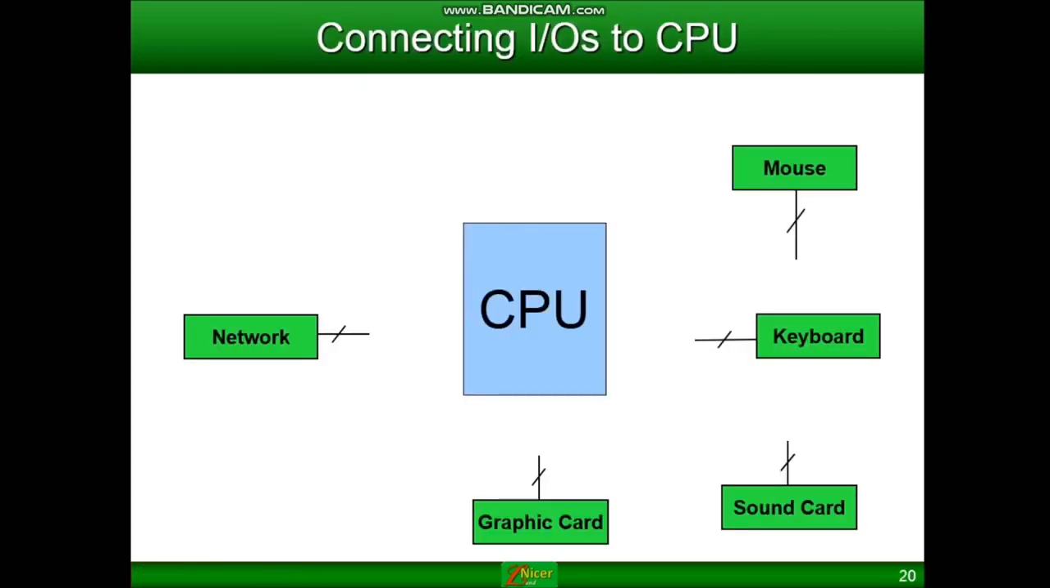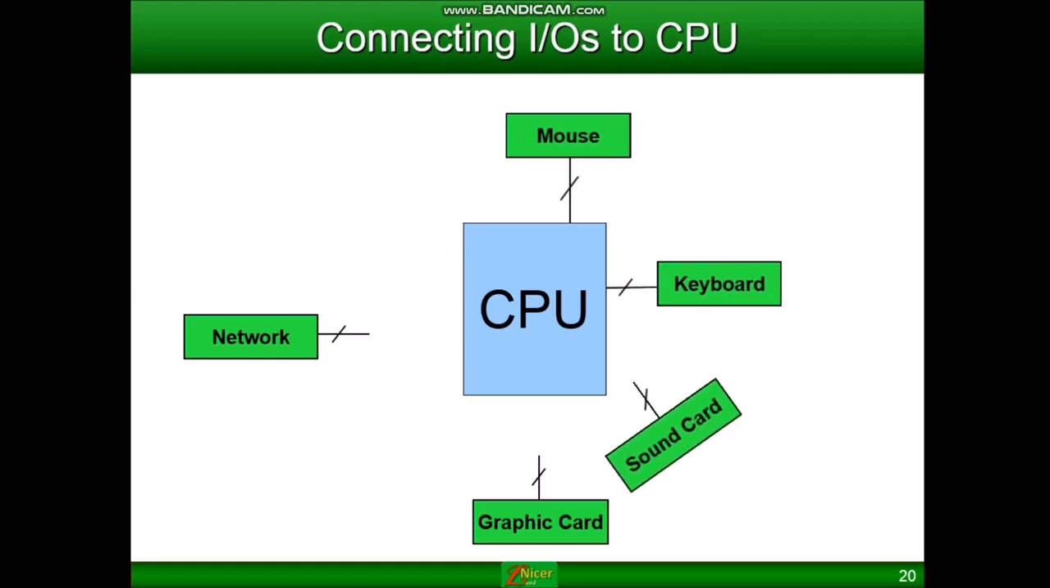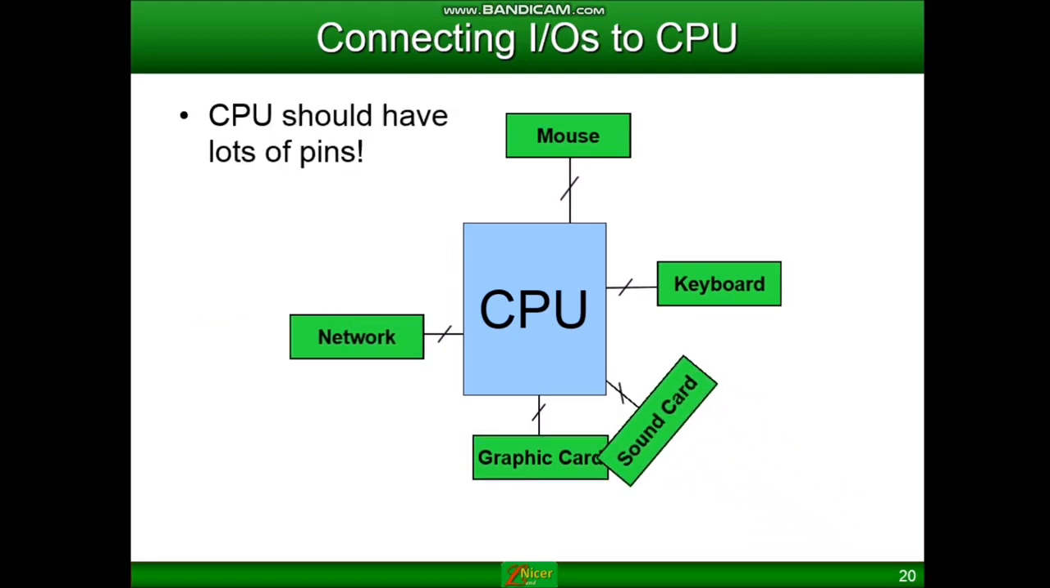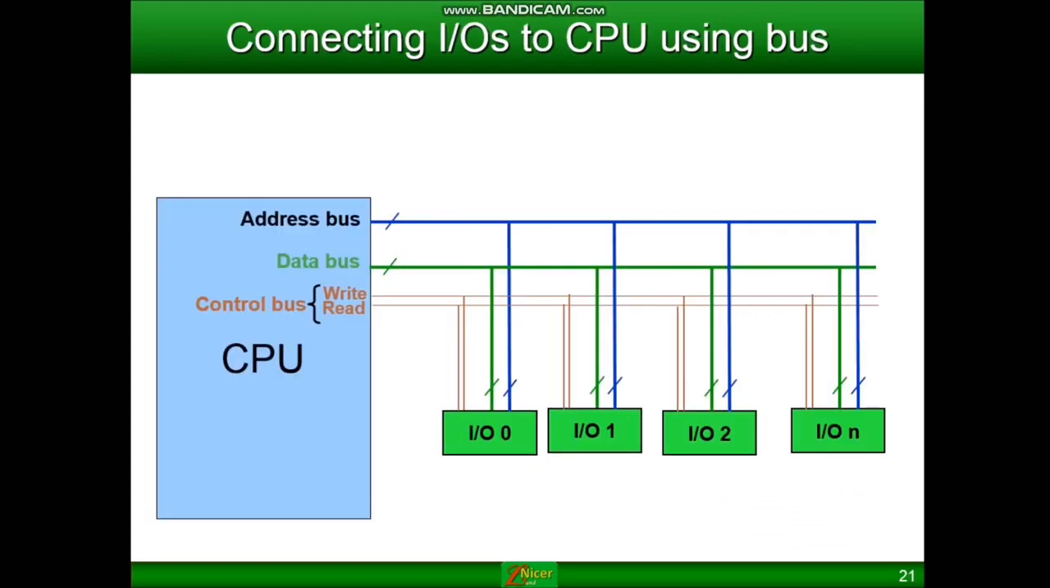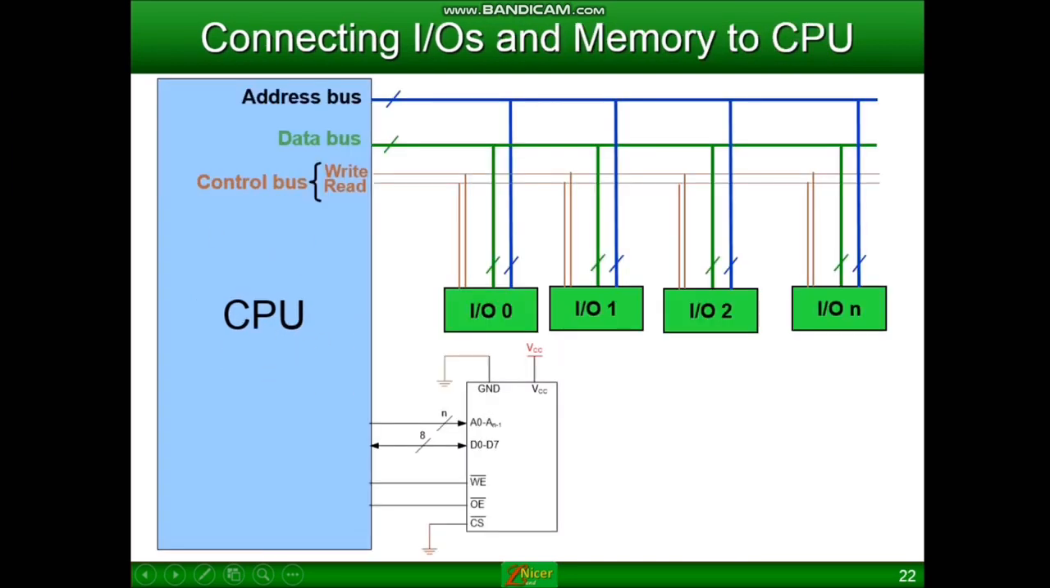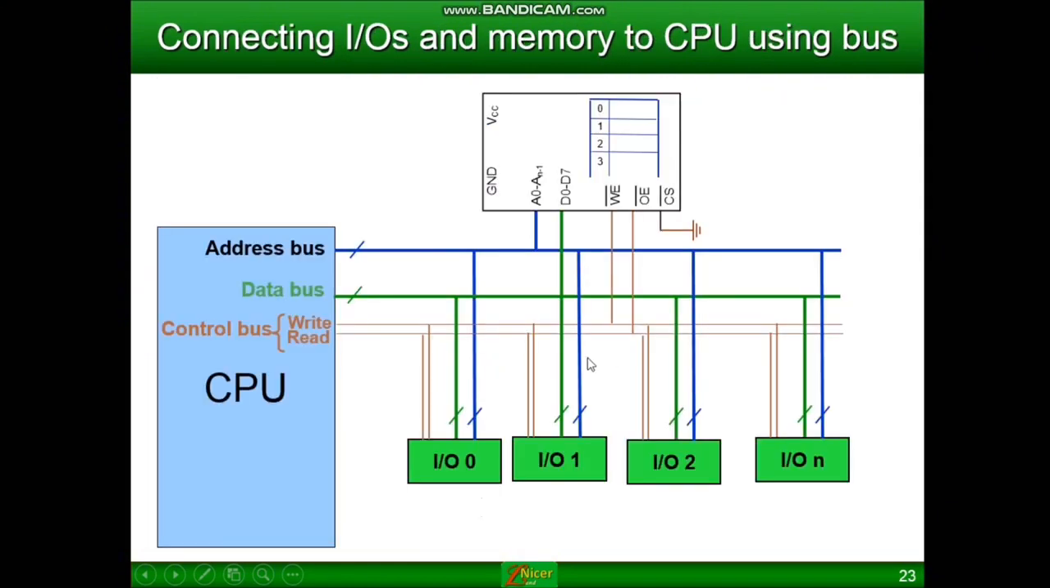Now we have input output devices connected to CPU, and CPU should have lots of pins. Now these are input output devices as examples. This is data bus, address bus, and control bus. This is basically CPU. Yes, the memory unit is also connected now, along with these input output devices.